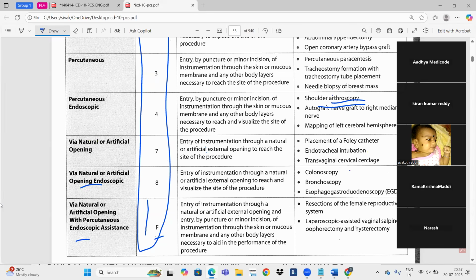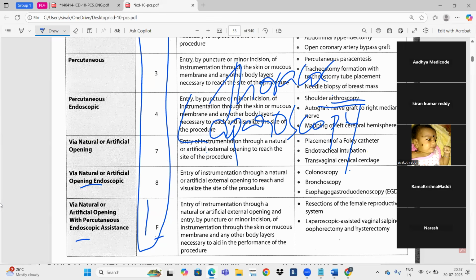Arthroscopy, then laparoscopy, mainly this scopy, okay, laparoscopy, thoracoscopy. Thoracoscopy, laparoscopy come under percutaneous endoscopy. Next, via natural or artificial opening.